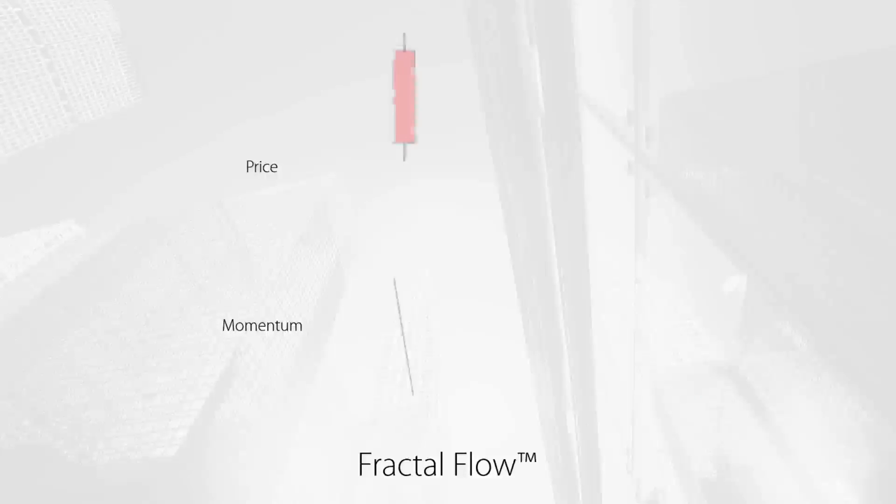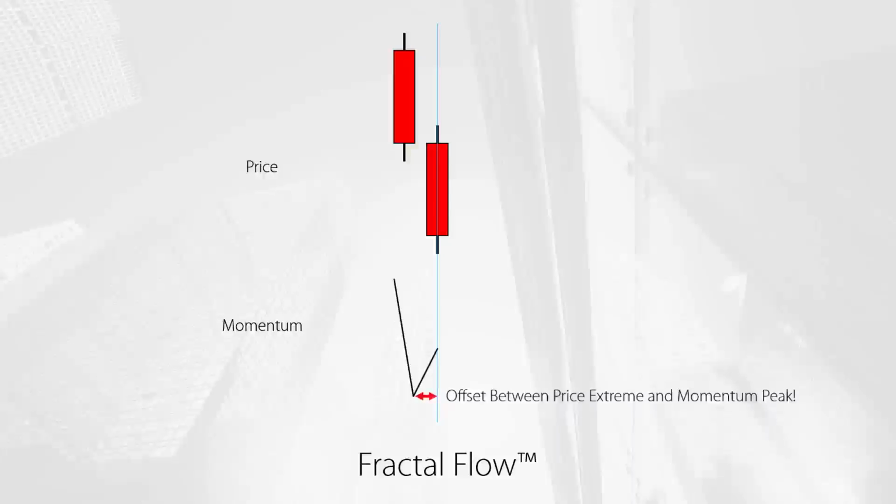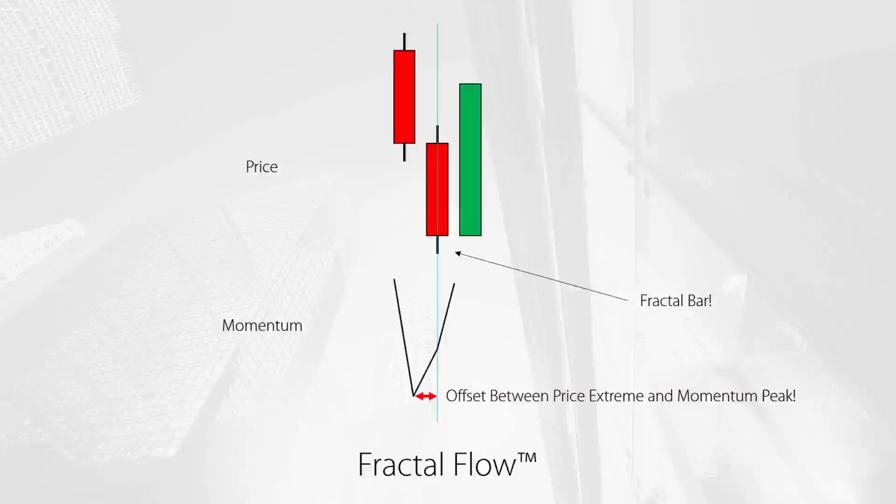This bar doesn't need to have a specific relationship between its body and tails necessarily. It's more about the momentum offset observed. However, as we are going to see in future lectures, if a fractal bar has some attributions that agree with the context of a hypothetical trade, it's an even more powerful technique to have in the arsenal.